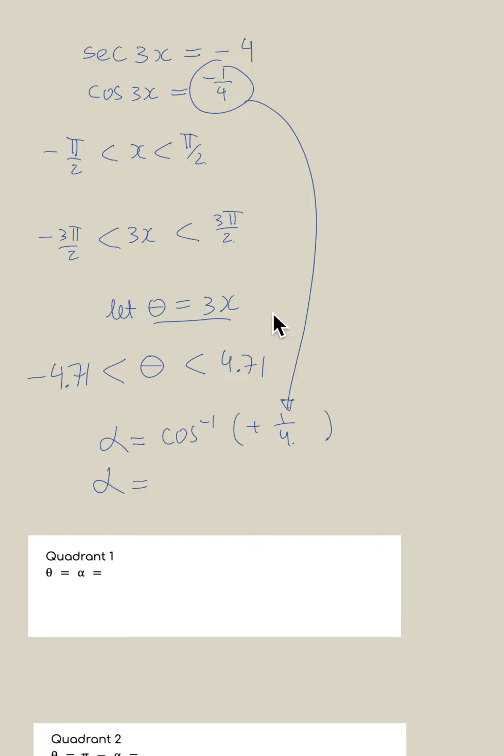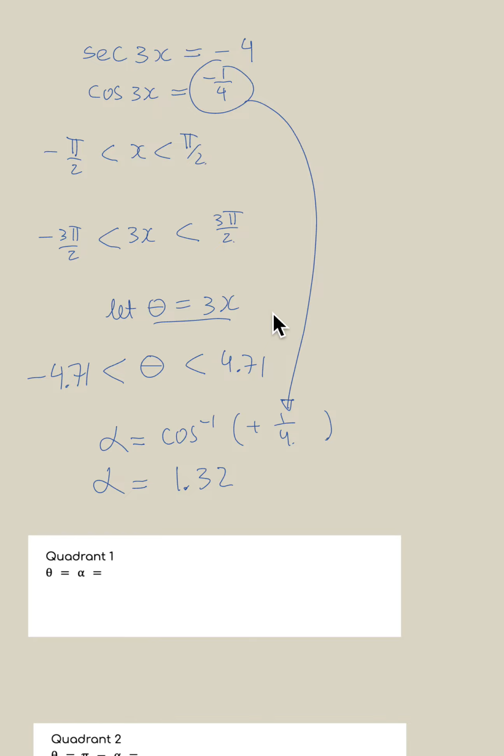So for alpha, we press the calculator, inverse cosine of 1 over 4. You're going to get 1.32 radian. We are using radian mode now. Even though it's a bit more difficult, we must do it because most of the questions are in radian.